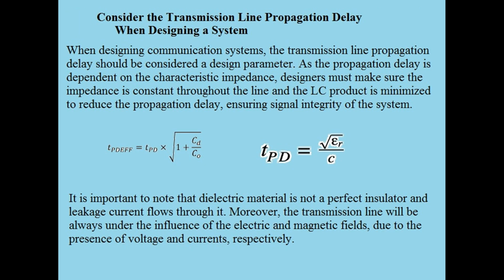Consider the transmission line propagation delay when designing a system. When designing communication systems, the transmission line propagation delay should be considered a design parameter. As the propagation delay is dependent on the characteristic impedance, designers must make sure the impedance is constant throughout the line and the LC product is minimized to reduce the propagation delay, ensuring signal integrity of the system.